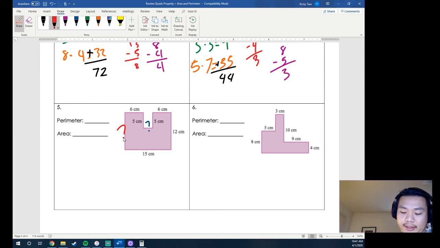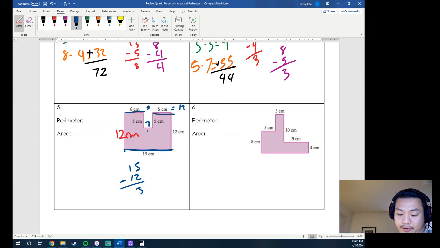Now, luckily for us, this length right here, the red length, is actually the exact same as this length right here. So this is just 12. Now to find the blue length, we have to take this length and subtract it from this length and this length here. So we add these two together and subtract from 15. So 15 minus 12, which is 6 plus 6, and we get 3, which means this length right here, oops, I forgot the C, is 3 centimeters.